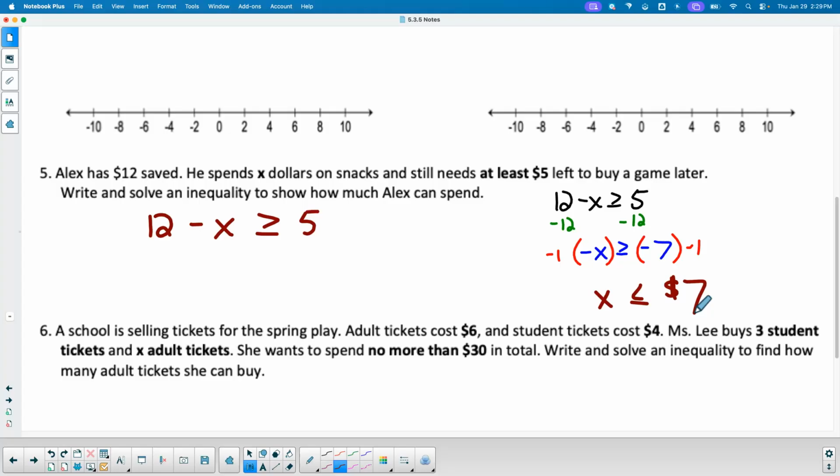So he can spend up to $7 and still get his game. Understand? And both of those then would be the answers to that. Okay?